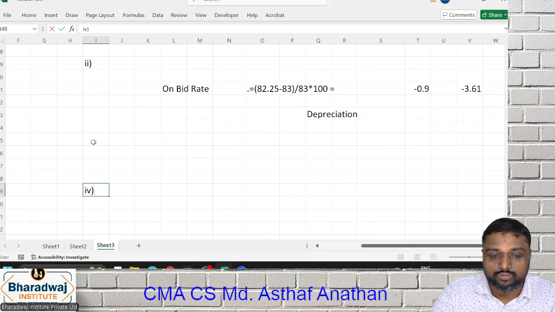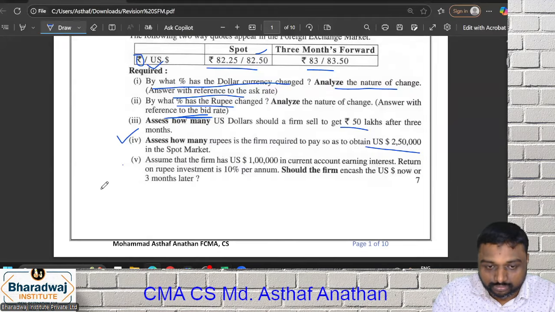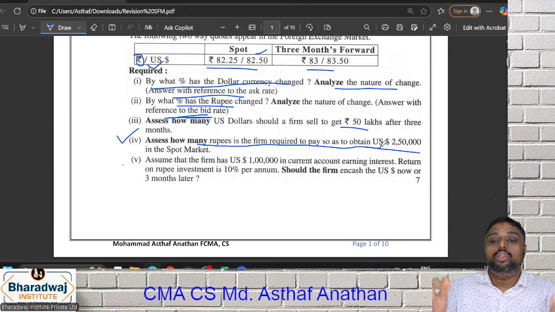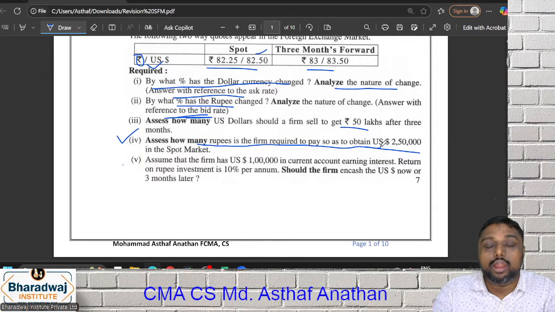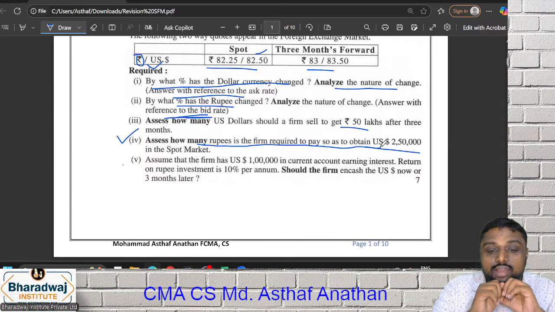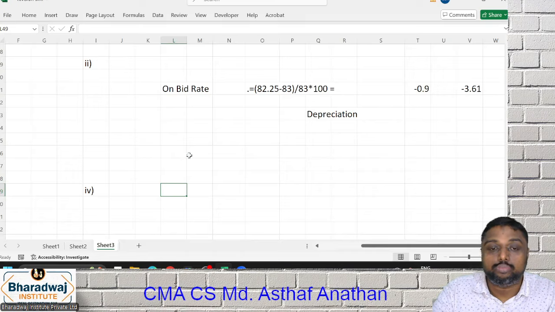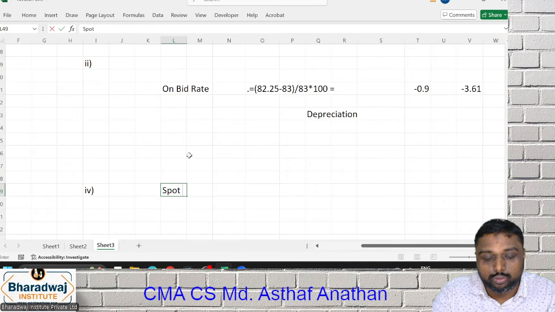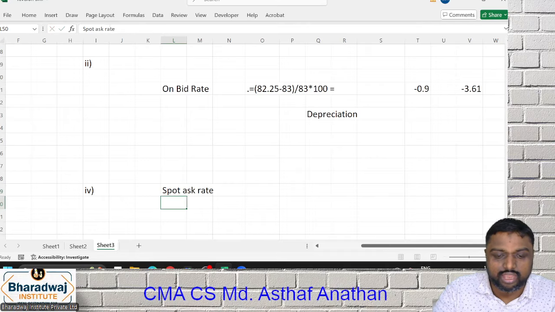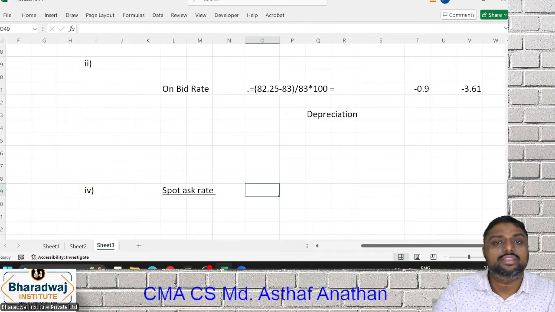So what is the fourth, friends? How many rupees is a firm required to pay to obtain dollars? You have to buy dollar. If you want to buy dollar, the bank is selling. The rate at which the bank sells is called the ask rate. And you have to obtain in the spot, so spot ask rate is relevant. This you should understand. You can just keep it in mind. I am just making this for reference.